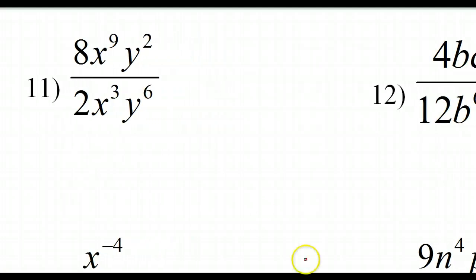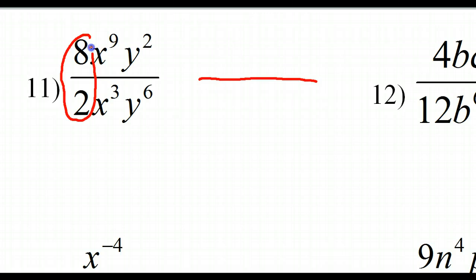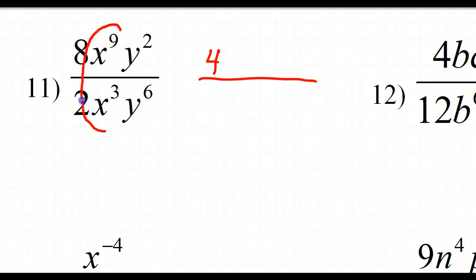Now, looking at number 11. Just take it one part at a time. Let me get my fraction going. We've got the 8 and the 2. 8 divided by 2 is 4. 4 in the top. That's where the bigger number is. So that 4 is going to be in the top. Now the x's. Focus your eyes right here. I have 9 x's in the top and 3 in the bottom.